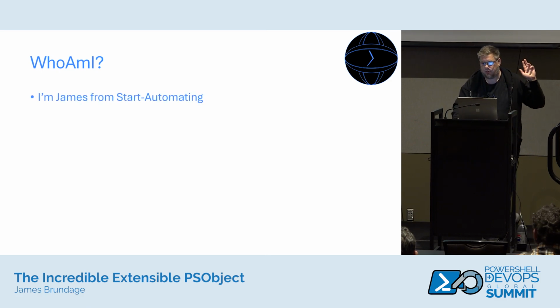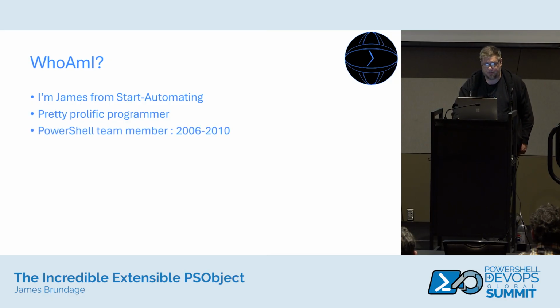Who am I? Well, I'm James Brundage from Start Automating. I'm a pretty prolific programmer. I've been doing PowerShell for a very long time. I was actually lucky enough to be on the PowerShell team between 2006 and 2010, aka PowerShell v2 and v3. So the good foundational PowerShell that you still use every day. I'm biased.